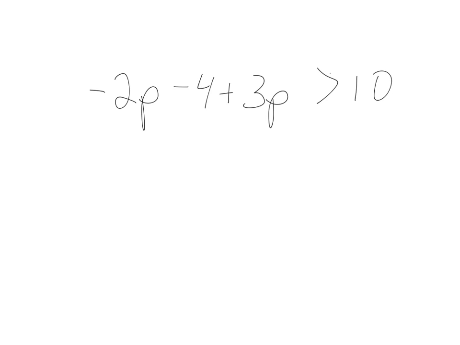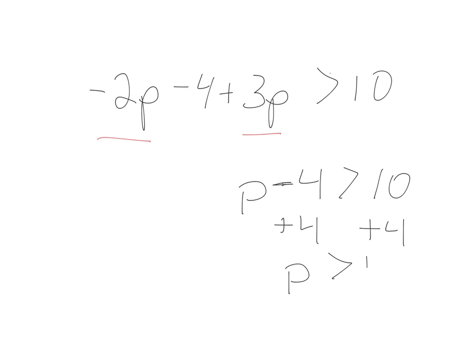With inequalities, even combining like terms is similar. For instance, negative 2p minus 4 plus 3p is greater than 10. Notice on one side of the inequality we have negative 2p and positive 3p. Those are like terms, and we can combine those like terms. 3p and negative 2p give us 1p, and negative 4 gives us p minus 4 is greater than 10. Adding 4 to both sides, we get p is greater than 14.